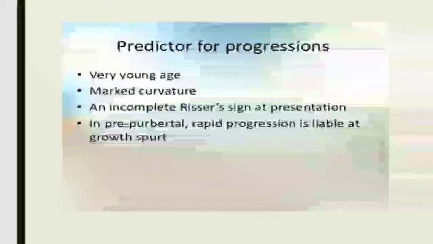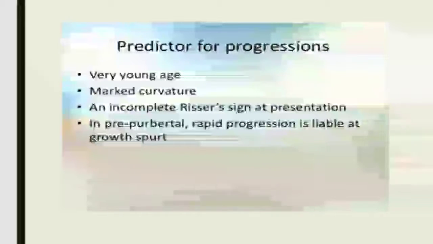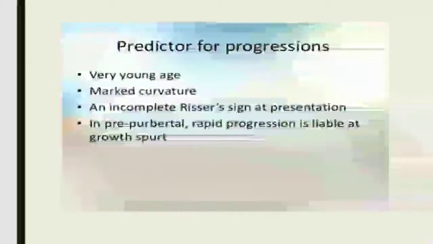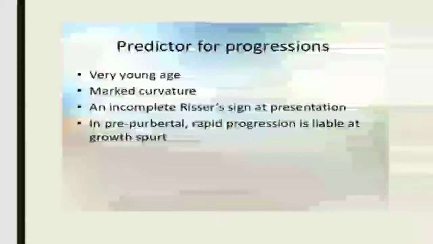Predictors for progression: very young age, marked curvature, and an incomplete Risser sign at presentation. In prepubertal patients, rapid progression is liable at growth spurt.